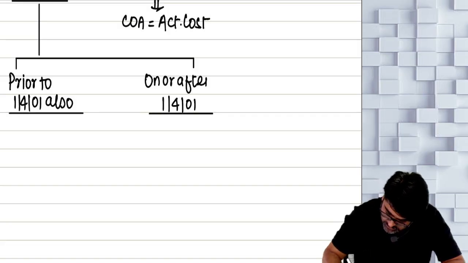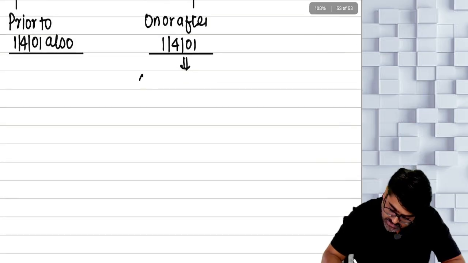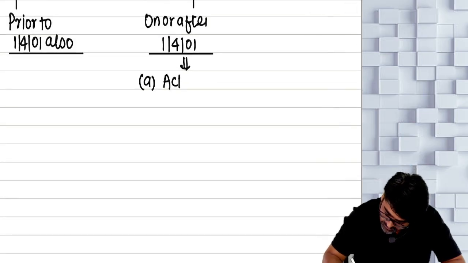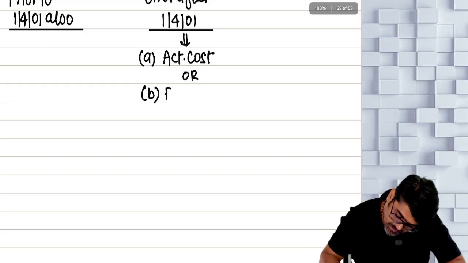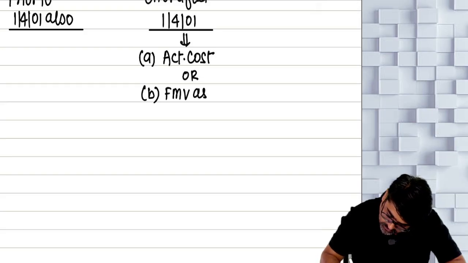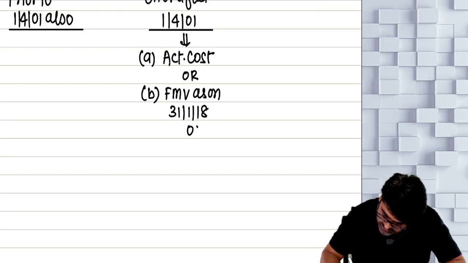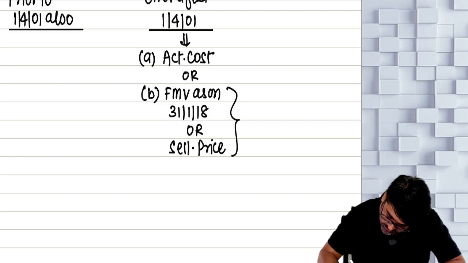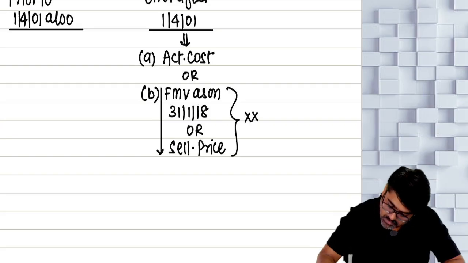Okay, no? Here what is to be done, you know. What is to be done? A, actual cost, or B, what? Fair market value as on 31st January 2018, which cannot be more than selling price. Yes or no? So this or this, whichever is lower. This or this, whichever is lower. Lower amount or actual cost, whichever is higher.